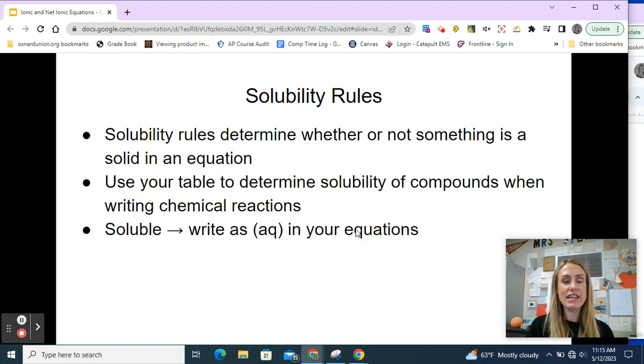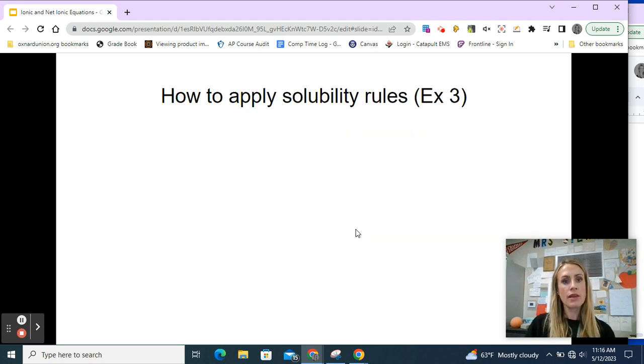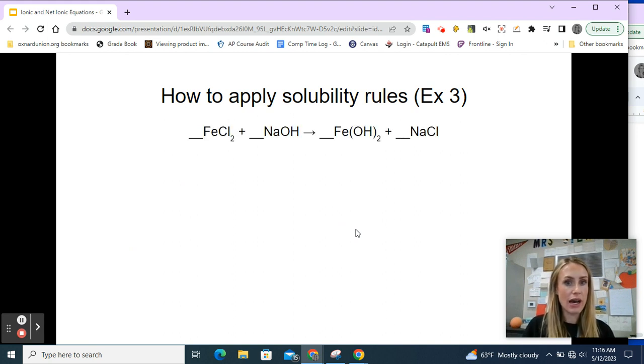So if the thing is soluble, you're going to write this as AQ, aqueous, in your chemical equations. If it's insoluble, you'll write it as S. So like that barium chromate, it was insoluble. It was a solid. It precipitated out of the reaction. Okay, so how do we apply these rules? So example number 3. Here's our example. We first have to balance this for our molecular reaction. And then what we're going to do is we're going to look up these things one by one to see whether or not they are soluble.